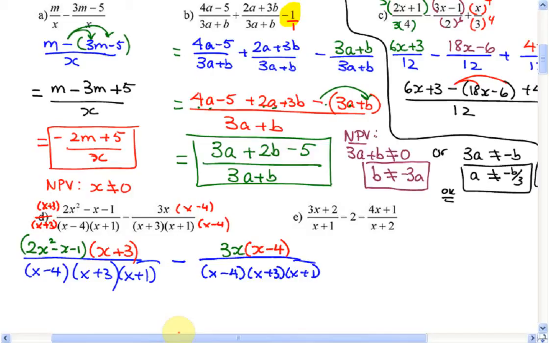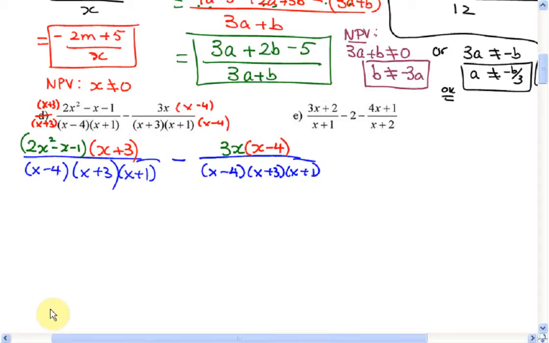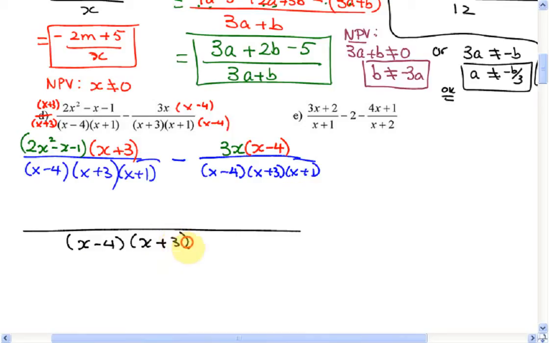Once you have a common denominator, what do you do next? Just add and subtract the numerators. So I'm going to ask you now to please just write down one denominator of x minus 4, x plus 3, x plus 1. And I'm going to ask you to expand and simplify the numerator. Okay?